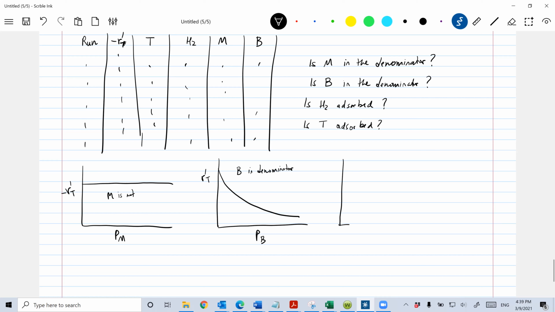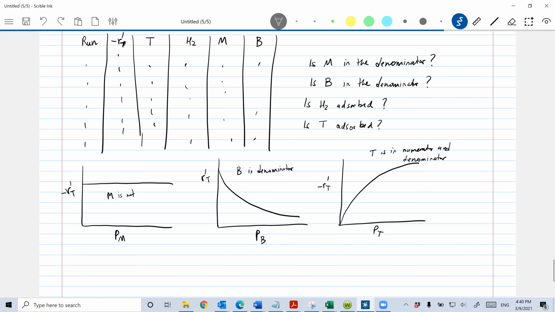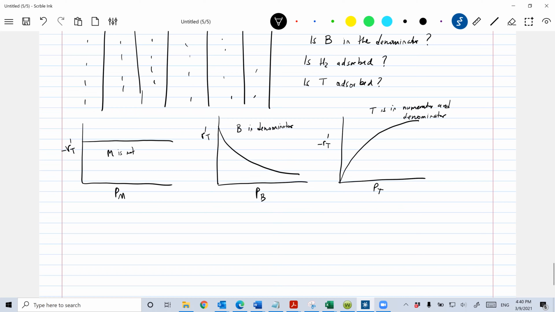So let's look at the reactants now. Let's say you looked at pressure of toluene. With everything else constant, you find that the toluene pressure goes like this. This is an adsorption isotherm. So what that tells you is that toluene is in both numerator and denominator. So this is sort of hypothesizing what the reaction would look like. Now, I'm not showing all the data because you're deriving this plot from the data. Now, in your case, you'd have to look at all the data and think about which one do I pick to plot each of my curves so I can do the assessment.